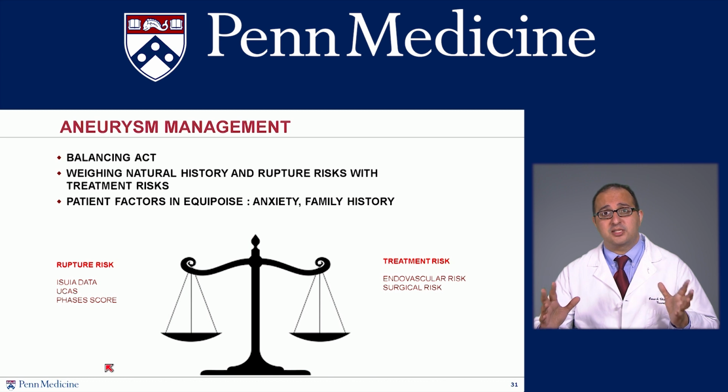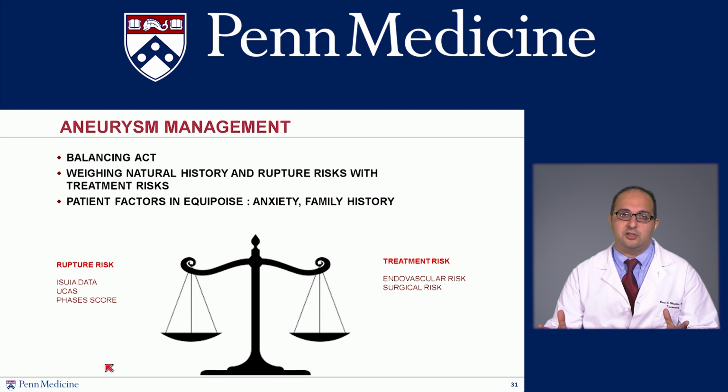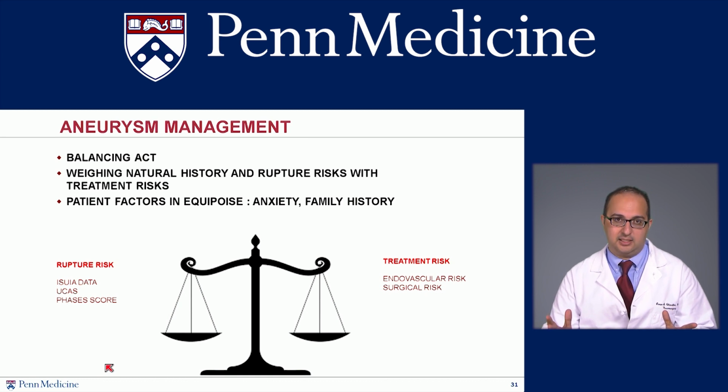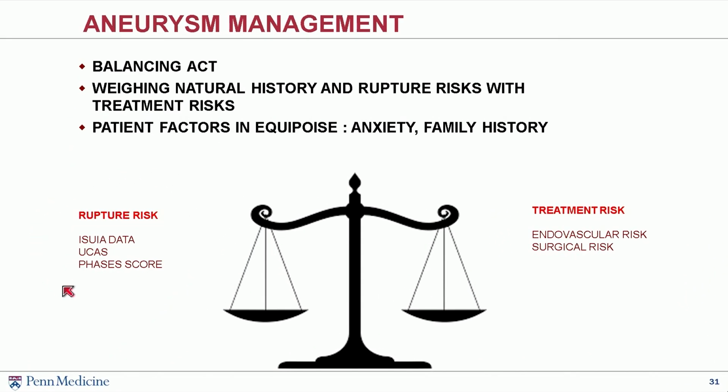So this is an important slide because that tells you essentially that a neurosurgeon who deals with brain aneurysms has to play a balancing act. And the balancing act is, before recommending someone a management strategy for their aneurysms, I'm balancing the natural history or rupture risk of an aneurysm, by looking at all those things we talked about, with the risks of treatment. And that's something that me as a surgeon who treats endovascular aneurysms as well as open surgical aneurysms can weigh and recommend patients treatment versus not.